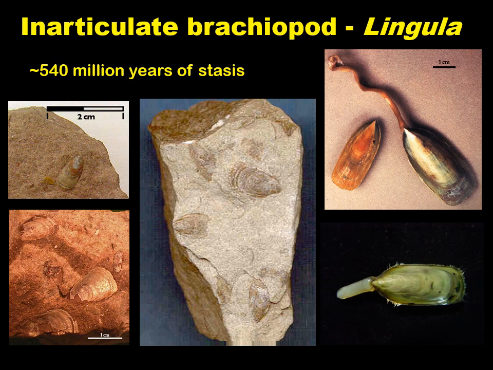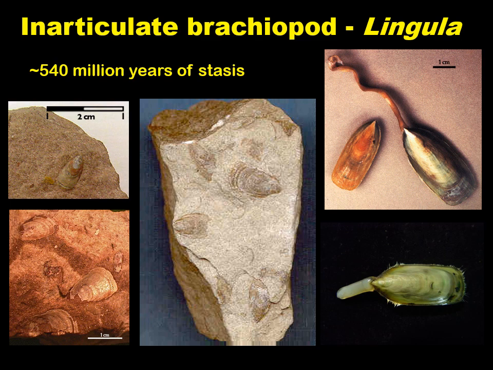Inarticulate brachiopods, the lingulids, have been around for over 540 million years. They're still alive today. They have made it through every major mass extinction and have changed very, very little. Now, you might not see a lot of these because when it comes to marine organisms, we see them usually when they end up on a dinner plate.